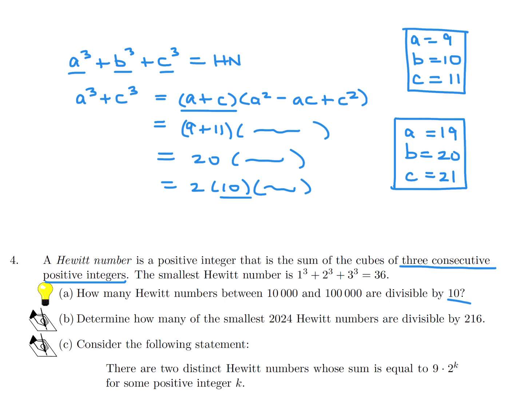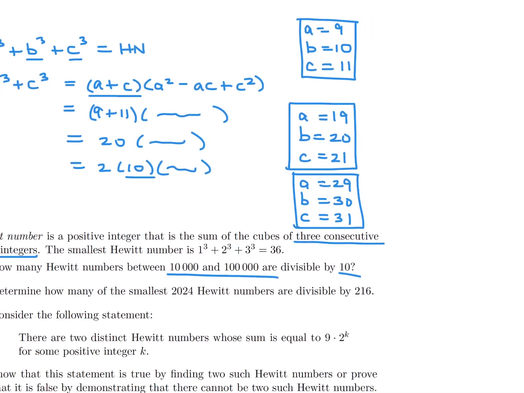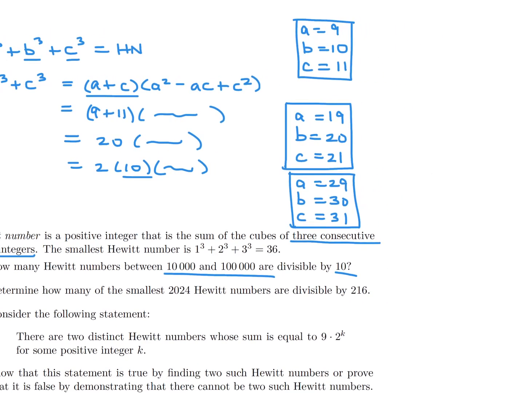And then similarly, if B is 30, A is 29, and C is 31, and so on. I mean, it's infinite. But they give us a range here. So because we are given a range, we will have to see if it falls within the range. So first, let's figure out this one. This Hewitt number would be 9 cubed plus 10 cubed plus 11 cubed. And let's see, what is that? That is 3060. Okay, is that in that range? No.